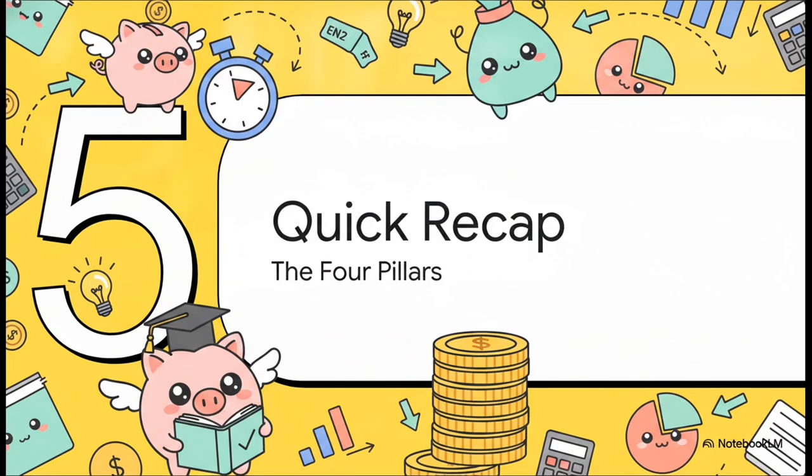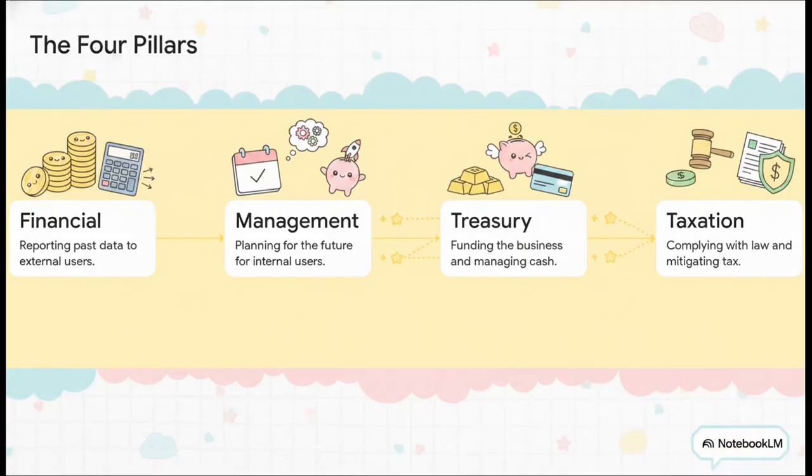Okay, let's bring it all together for a quick recap. Let's lock these distinct categories into your memory for exam day. Financial accounting: reporting past data to external users. Management accounting: planning for the future for internal users. The Treasury: funding the business and managing cash. And taxation: complying with the law while legally mitigating tax liabilities. Four pillars, four very distinct roles.